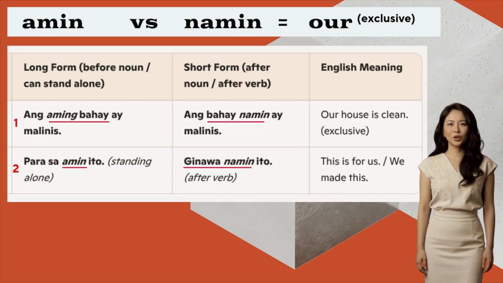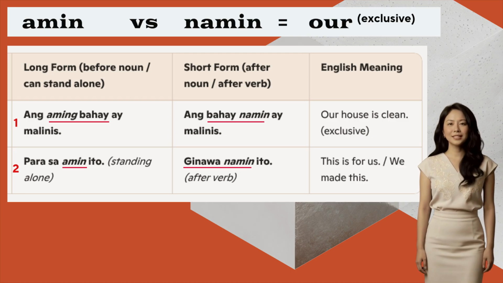So for our long form standing alone example, para sa amin ito. This is for us. For the short form after the verb, ginawa namin ito. So our verb here is ginawa and then the namin pronoun. Ginawa namin ito, we made this.